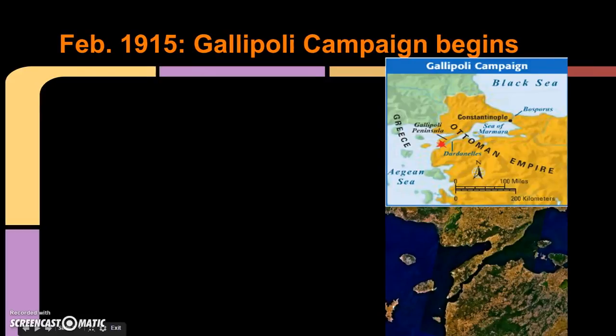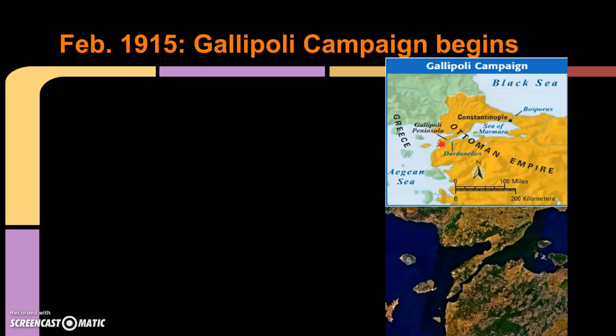So as we go through the guided reading, this guided reading is set up as a timeline. There are events that happen, and then there are questions that come from those events. As you can see on your guided reading, the first event mentioned in the timeline is from February 1915, and that's the Gallipoli campaign that starts at this time.